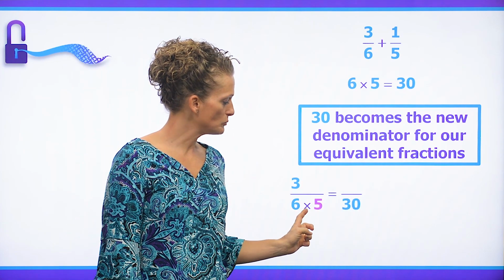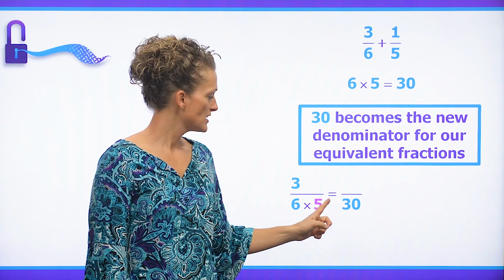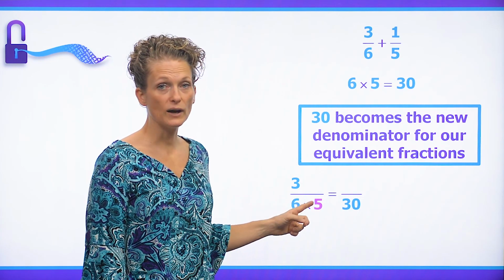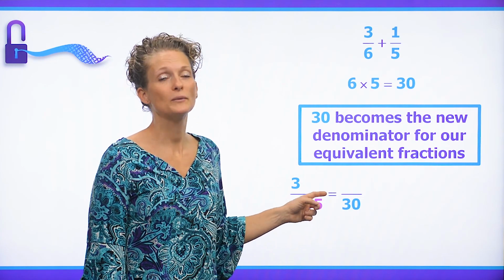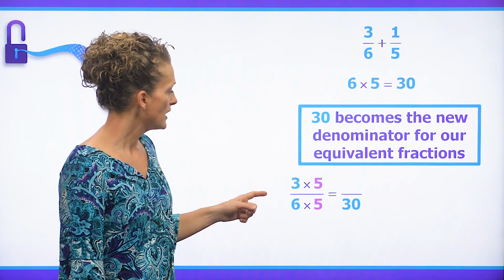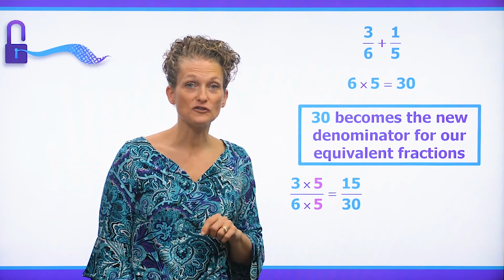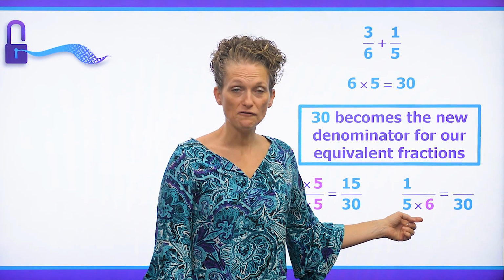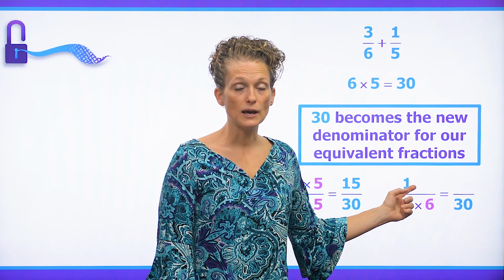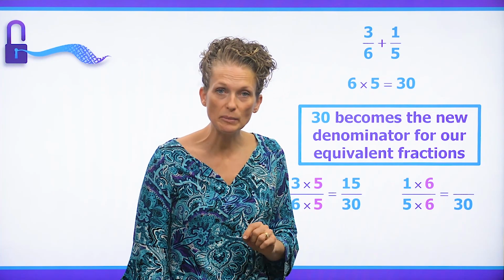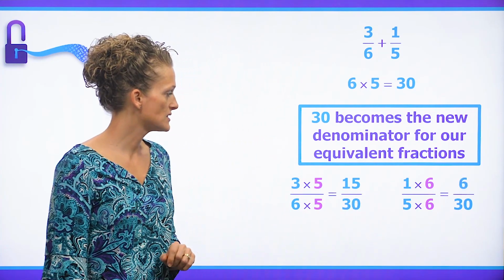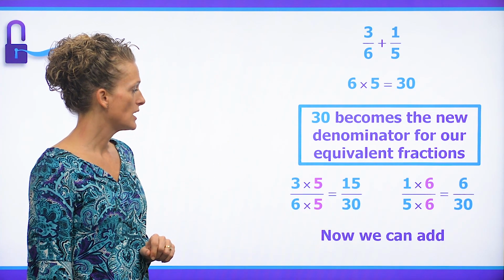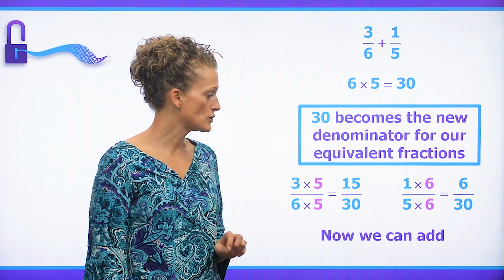We had to multiply 6 by 5 to get 30. So what do we have to multiply 3 by? If we multiply the bottom by 5, we have to multiply the top by 5, and 3 times 5 is 15. Now let's look at 1/5. We had to multiply 5 times 6 to get 30, so we also have to multiply 1 by 6, which gives us 6. So now we have 15 over 30 and 6 over 30, and we can go ahead and add.